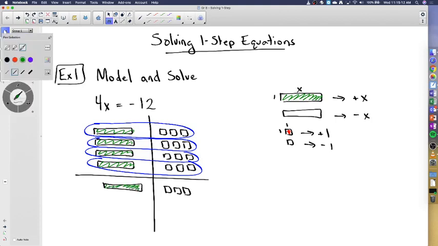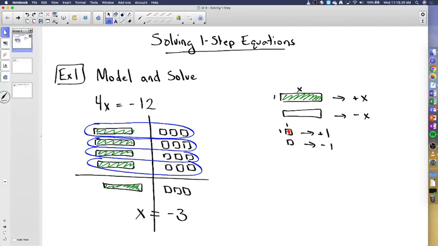And so that's all we have to do in order to solve this one, is now we say x is equal to negative 3. Okay? So our original statement said 4 times some number is negative 12.